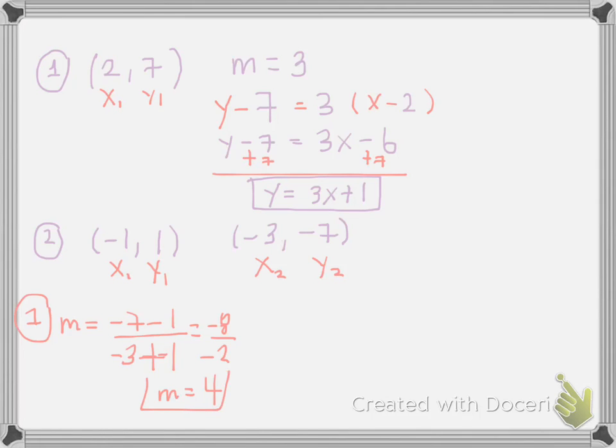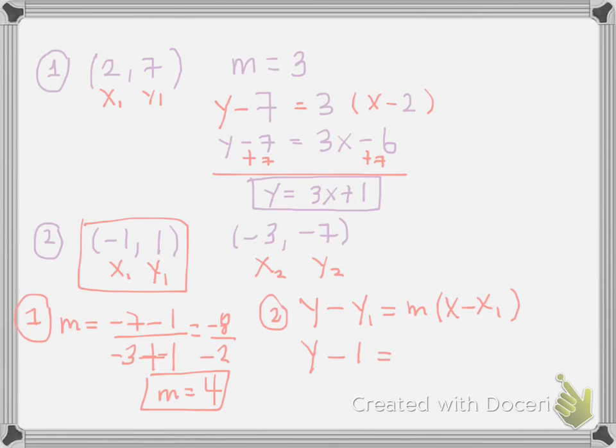So now you know your slope, and now you know your x1 and your y1. So the second part that you'll do is use the formula. So it'll be y minus y1, which is 1, is equal to your slope, times x minus x1. So it's going to turn into a plus right there. So this will be y minus 1 is equal to 4x plus 4. Add your 1, so y is going to be equal to 4x plus 5.